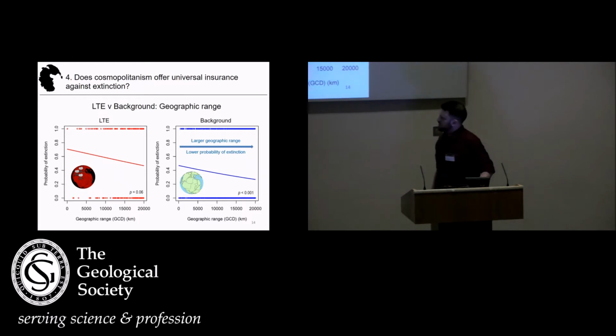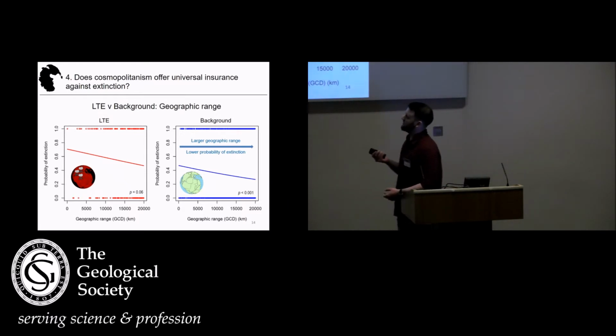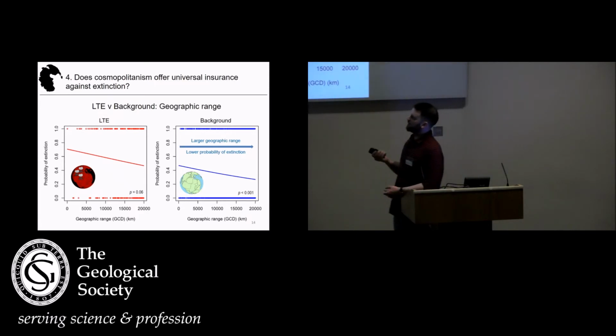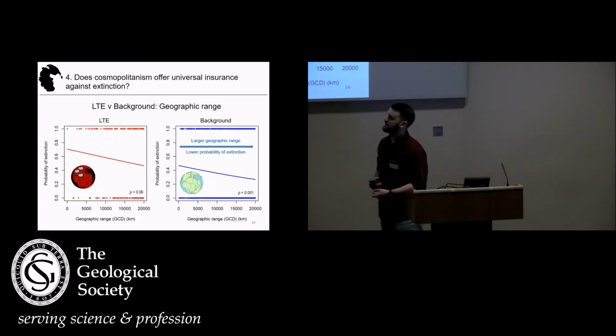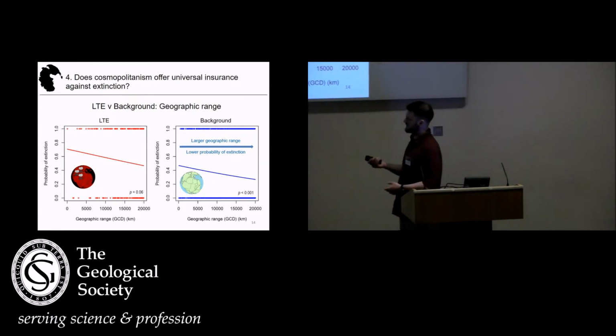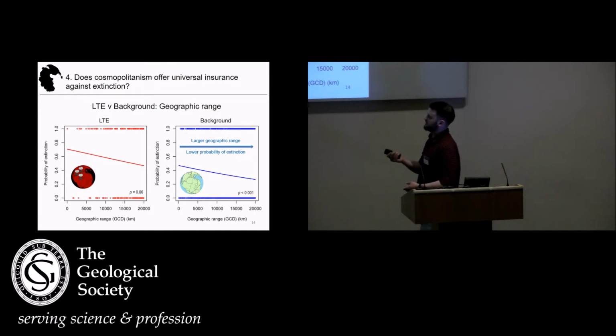Our model for this is slightly different, where our response extinction variable is just a binomial variable. So it's either 0 for survived or 1 for extinct. And then what we can do is calculate the probability of extinction based on our geographic range data. So in this case, it's great circle distance in kilometres. We can take a particular great circle distance or geographic range size and then predict the probability of extinction based on that range.